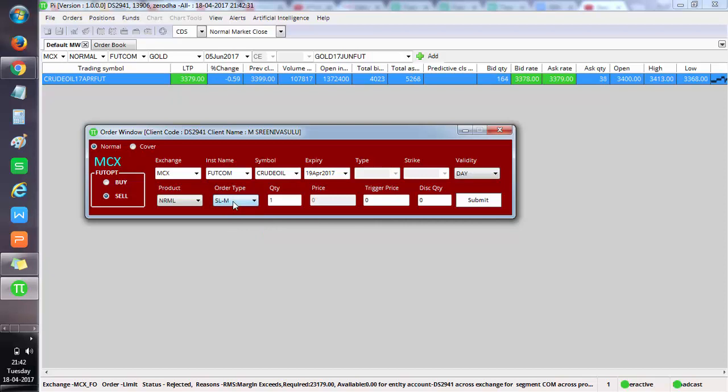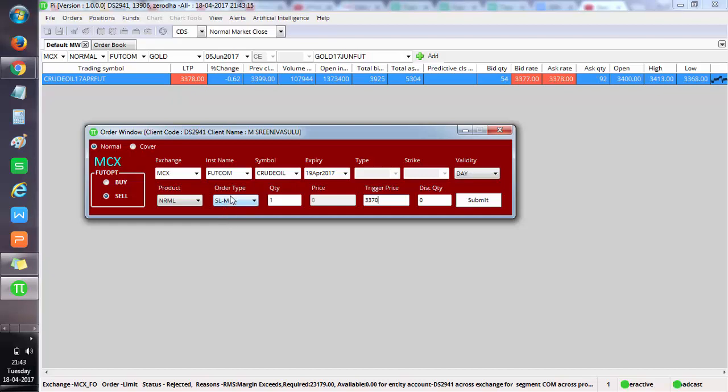As soon as I selected SLM, you could have easily observed that the price column becomes disabled and only the trigger price column will be enabled. So what this means is, whatever you put as a trigger price, for example, I'm putting a trigger price of 3370, the meaning of this is that as and when the price reaches 3370, your stop loss will get triggered at or around the same price. The reason for this is we are selecting SLM.